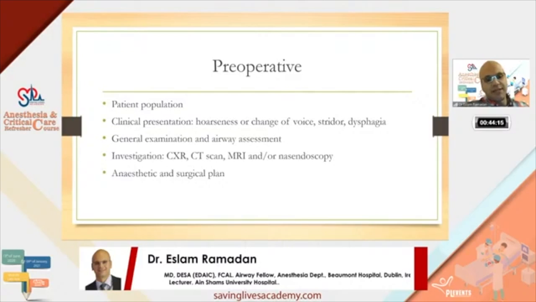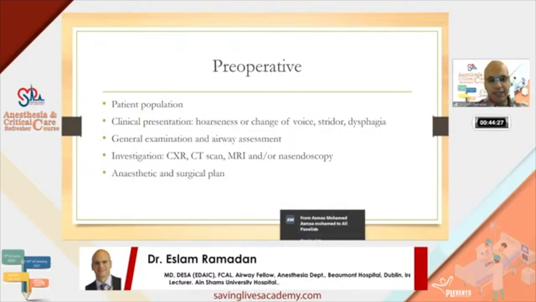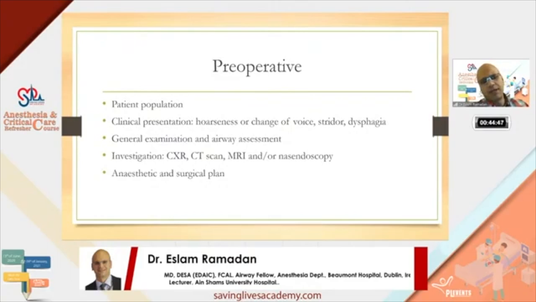Investigations like chest X-ray, CT scan, or MRI, and nasal endoscopy are usually performed by the surgeons in preparation of the patient for the surgery. It's very important to check the CT scans before the surgery to see where the level of the obstruction is. Is it supraglottic or glottic or subglottic? And how bad is the narrowing of the airway? And most of them have nasal endoscopy, which also gives you an idea about the size of the lesion and where the lesion is. Is it on the anterior commissure of the vocal cord or the posterior commissure of the vocal cords? We'll come to this in the next slide.